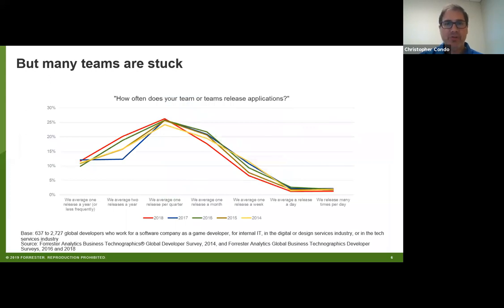Even though most companies should be able to release code in a day if they have to, or less, for a critical issue, they can't. They're stuck, many of them, only able to push code out on a quarterly basis. And it just drops off after you get faster than a quarter. You go to release per month, release per week. And so this trend is really quite troubling.